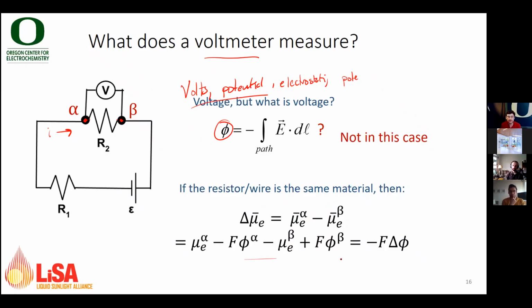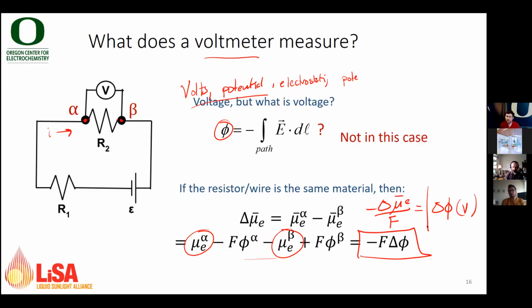Now, I can work that out, and if they're the same material, these cancel, and then I get this. It's negative F delta phi. What I'm actually measuring is delta mu bar over F equals delta phi, and this is in volts. That's what the voltmeter outputs. But that's only the case if you have the same material, where the chemical potential doesn't matter.